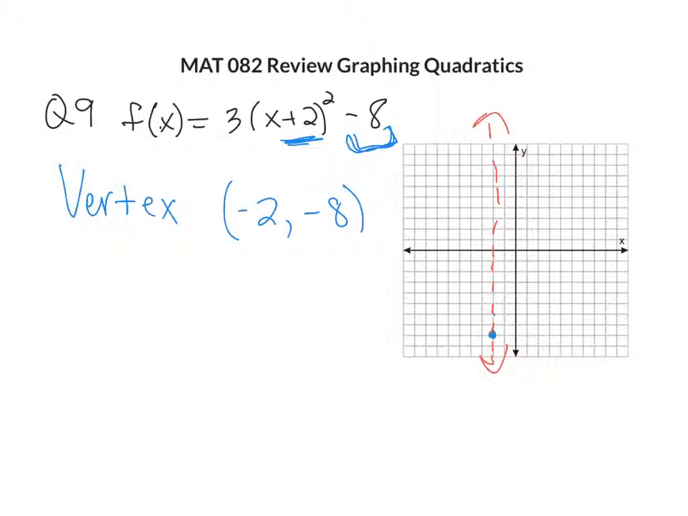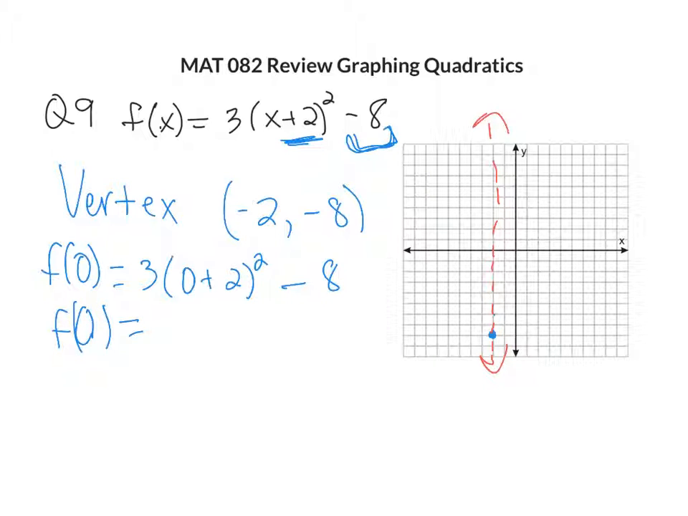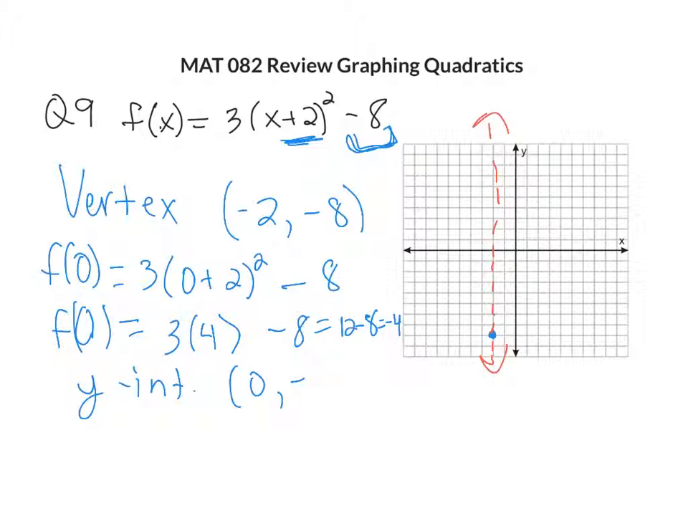We want to try finding our y-intercept, so we're going to plug in 0 for x. So that would be 0 plus 2 is 2, and 2 squared is 4. So we're going to have 3 times 4 minus 8. Well, 3 times 4 is 12, minus 8 is 4. So I have my y-intercept is at 0, 4. It looks like it was a negative 4, but it's just past the 4 there.